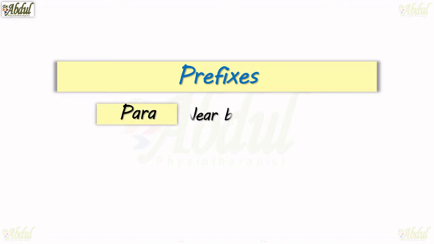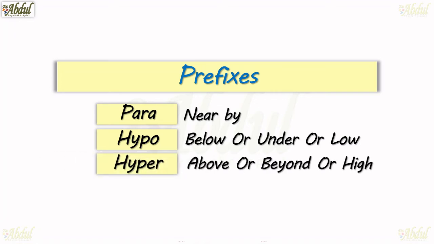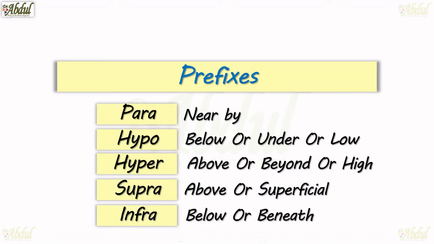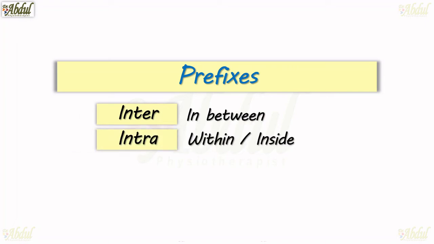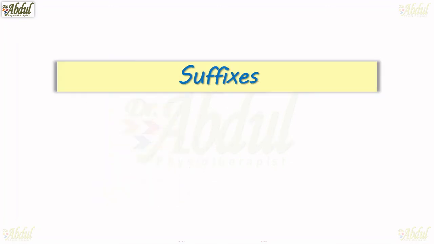Para means nearby. Hypo means below or under or low. Hyper, above or beyond or high. Supra, above or superficial. Infra, below or beneath. Inter, in between. Intra, within or inside. Brady, slow. Tachy, fast. Let's see the examples of suffixes.